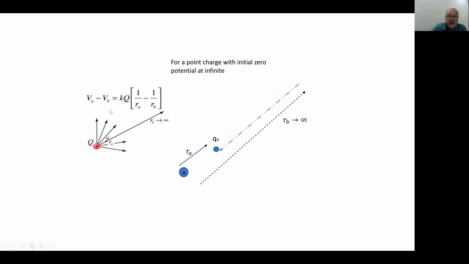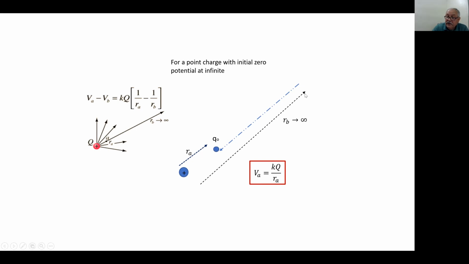Well, this is similar to this case. The potential difference is going to be KQ times 1 over RA minus 1 over RB. But because RB is a very large distance, a long distance, this becomes 0. So VB is 0. So what do we have then at the end? What should be the electric potential at this position for this particle? It's going to be equal to KQ divided by RA. Right? That's the electric potential at this position.